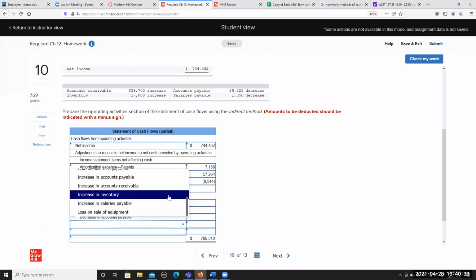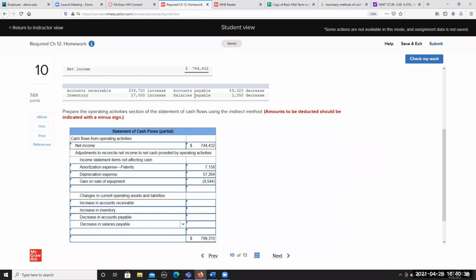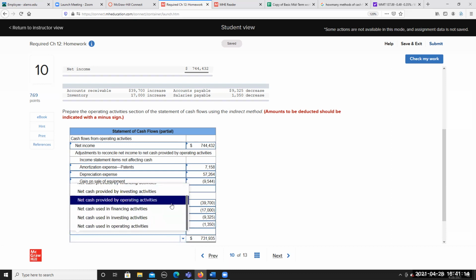All right, now let's think about it. Salaries payable went down, accounts payable went down, inventory went up, and receivables went up. All right, so now if receivables went up, what happened to your cash? Down, because people didn't pay you. If your inventory went up, what happened to your cash? Goes down. If you had a decrease in accounts payable, your cash went down, and your salaries payable went down. So there you go. So your cash flow provided by operating.